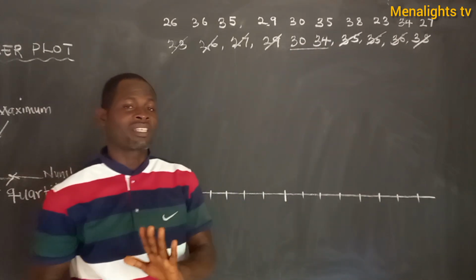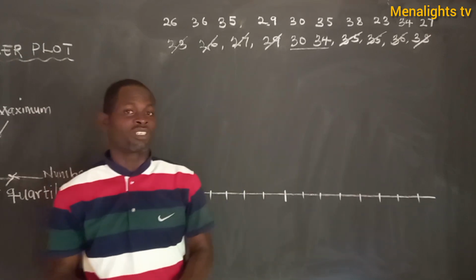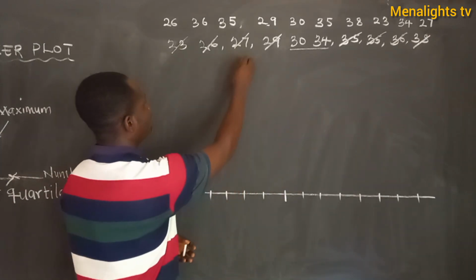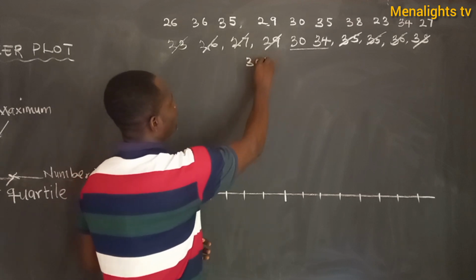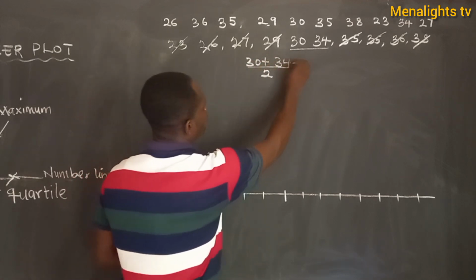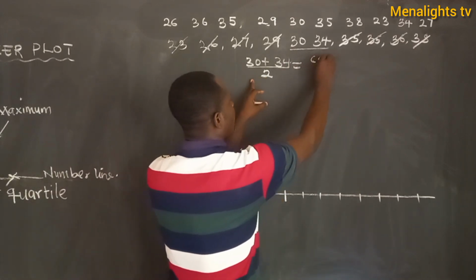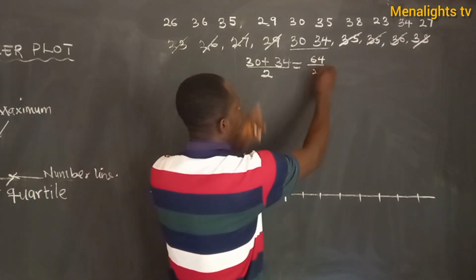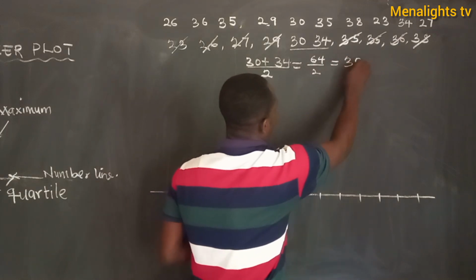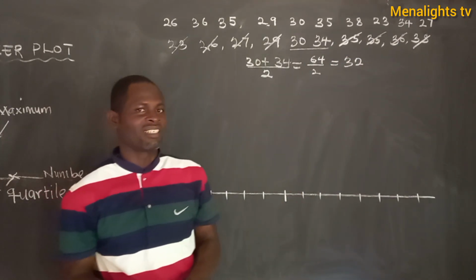So when you have two numbers in the middle, what to do is to add the two of them and divide by what? By 2. So that will be 30 plus 34 divided by 2. So 30 plus 34 will give us 64. And this 64 divided by 2 will give us 32. So this 32 is our median.